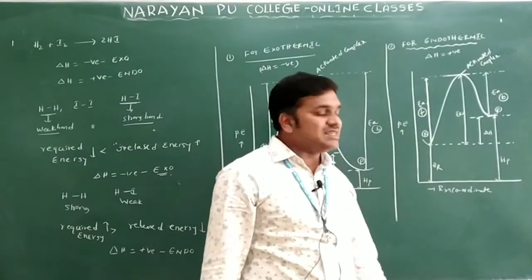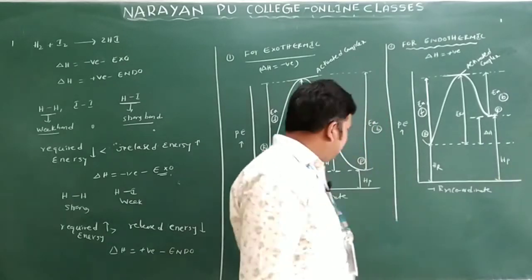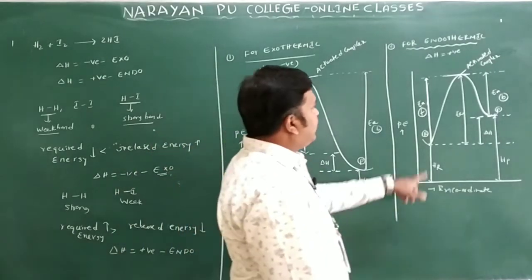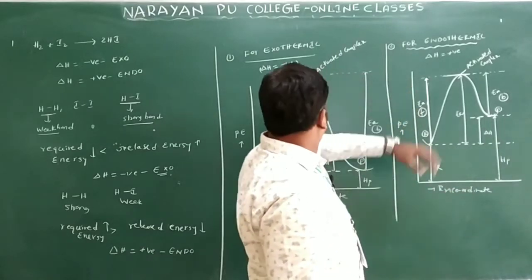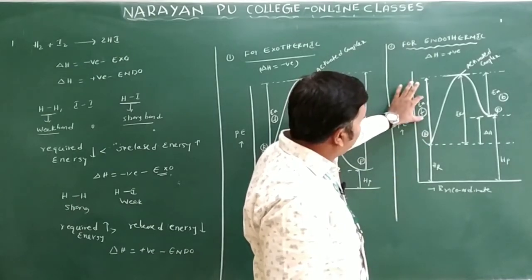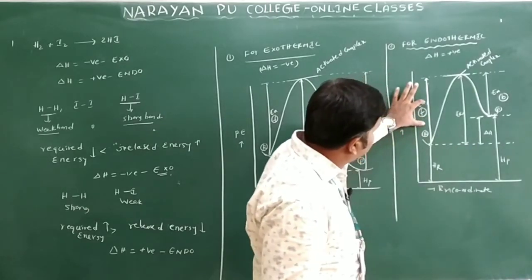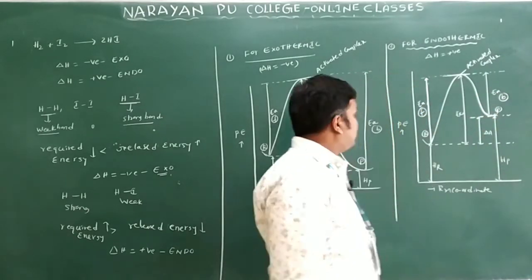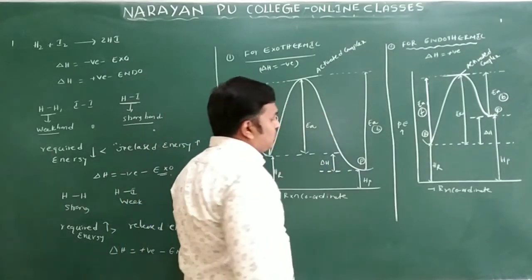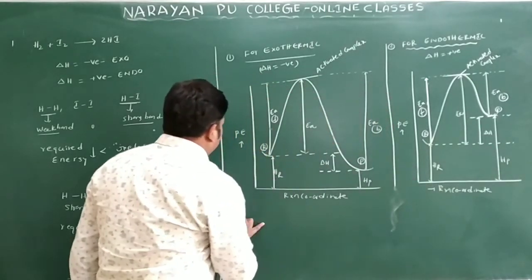For exothermic and endothermic, in this case, what can you observe? The enthalpy of the reactants is less than the enthalpy of the products. But in the case of exothermic, the enthalpy of the reactants is greater than the enthalpy of the products. Comparing these energies, in this endothermic reaction, the activation energy for the forward reaction is greater than the activation energy for the backward reaction. But in this case, the activation energy for the forward reaction is less than the activation energy for the backward reaction. So from this I want to write one note.